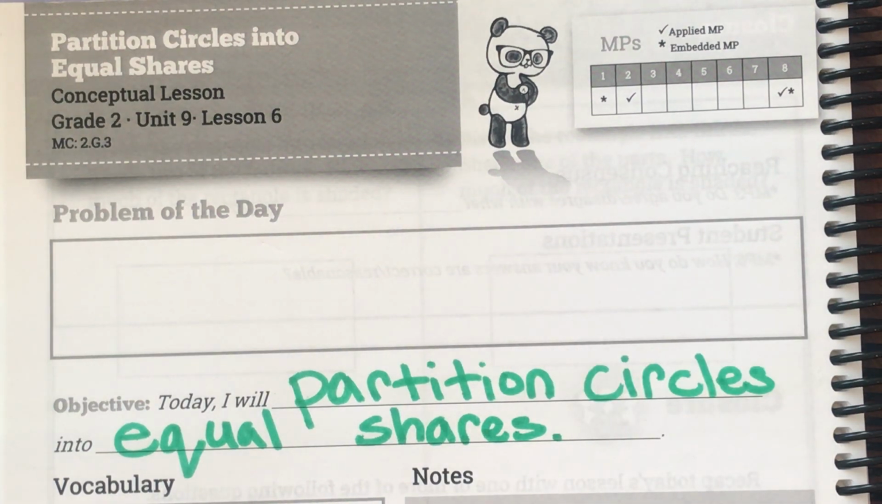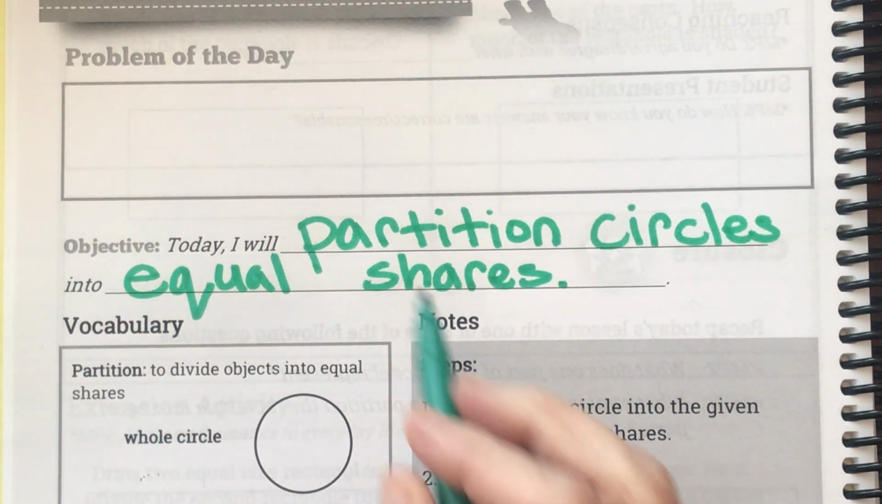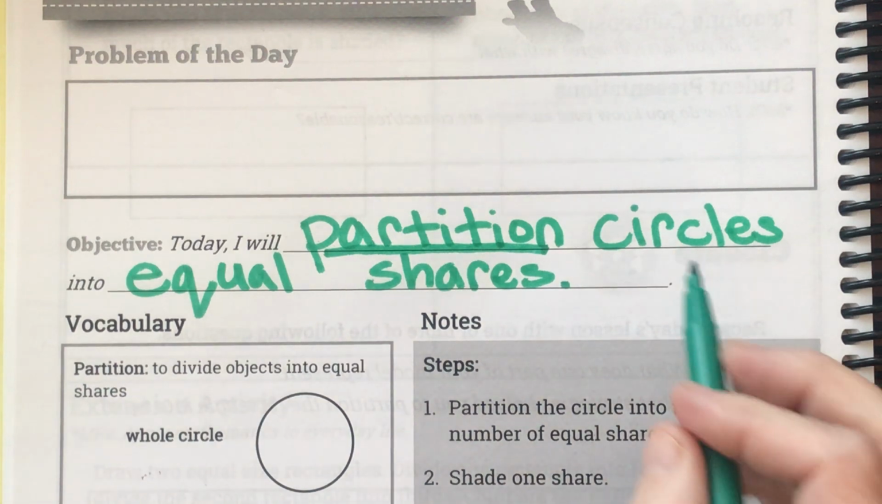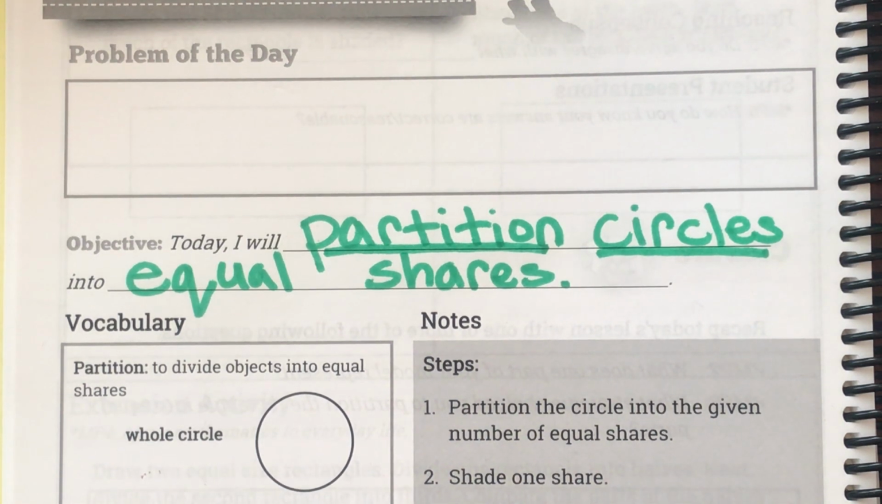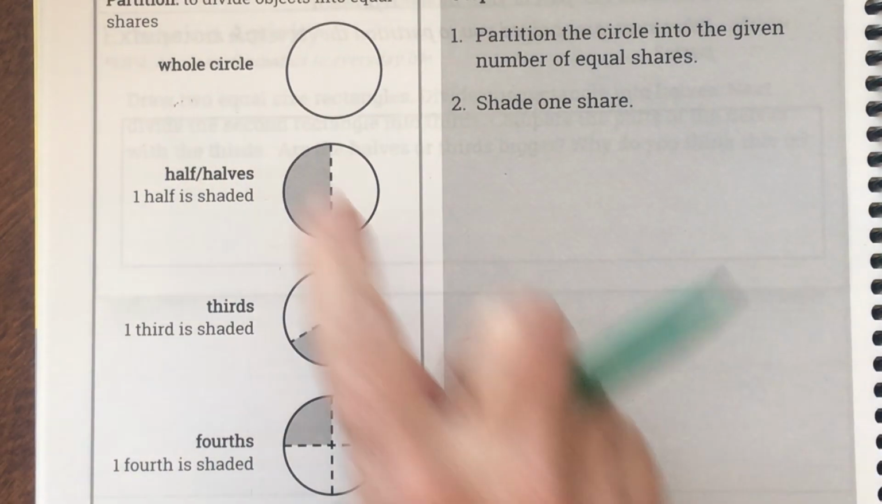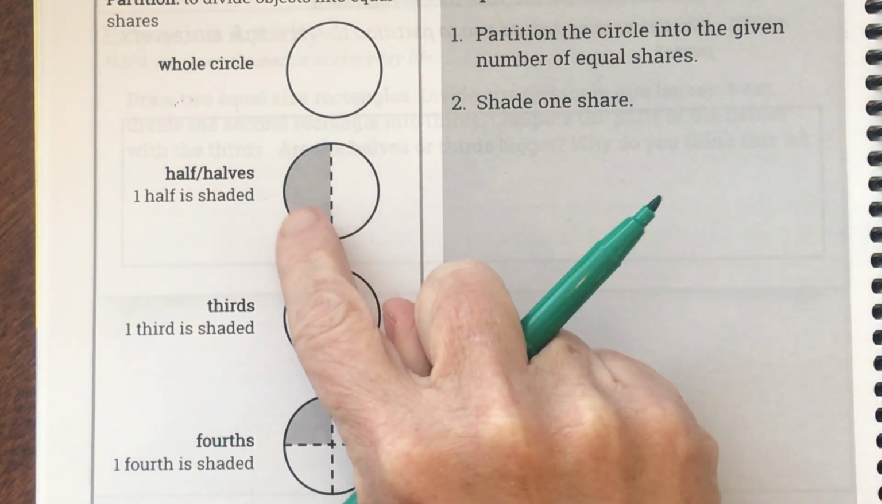Okay, so today we will partition, and we see that in our vocabulary. Partition means to divide objects into equal shares. So today we're going to be partitioning objects, and the objects we're going to partition are circles. We're going to divide circles into equal shares. And they give us some good examples in our vocabulary. So we see a whole circle, and we see a circle that's been cut into halves.